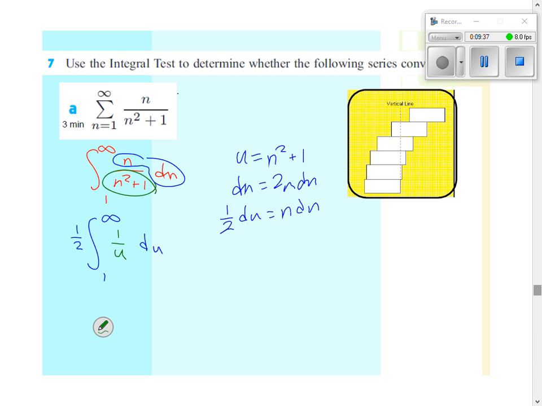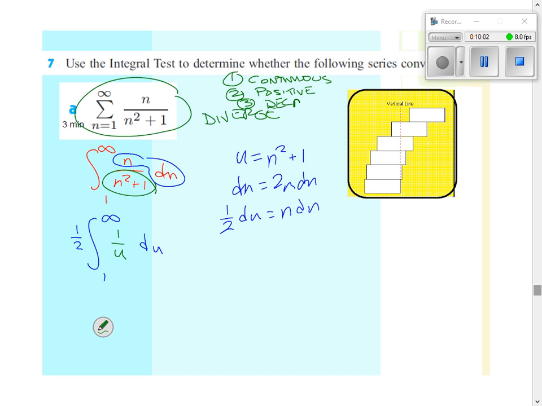Okay, so this series right here, if what we've got here is correct and our work is correct, if we get an infinite value for our improper integral, this will diverge. Of course, there are the three properties that I have to confirm at first. Is this continuous? Is it positive? And is it decreasing? Okay, I think that's good for right now.